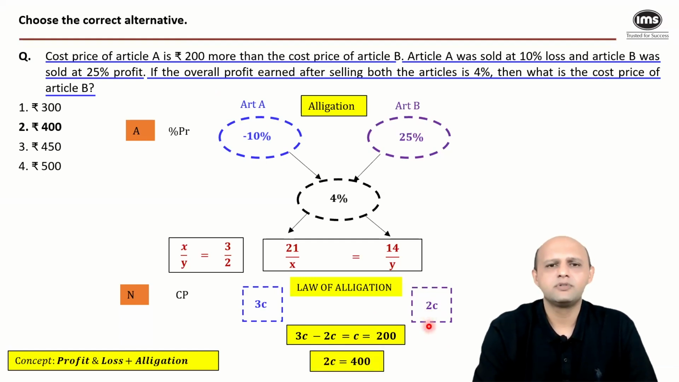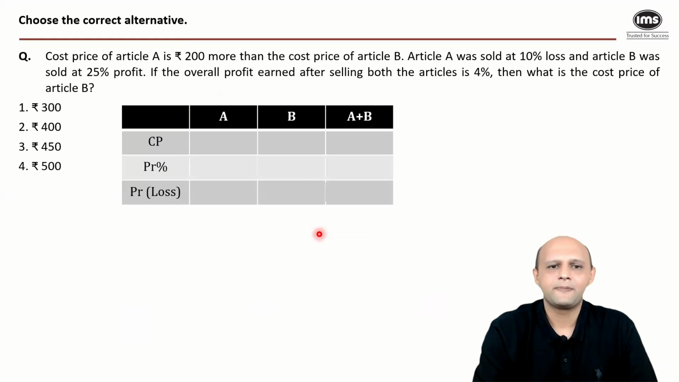Can the question be solved using weighted averages or equations, so to speak? Yes. Let's have a look. Now, in the same setup, if B is assumed to be 100x, A would be 100x plus 200. You could assume this to be x also, it would not make any difference. So just assign the respective profit percentages. The total cost would be 200x plus 200, obviously. This is 10% loss, so this would be minus 20 minus 10x. This is 25% profit, so this would be 25x.